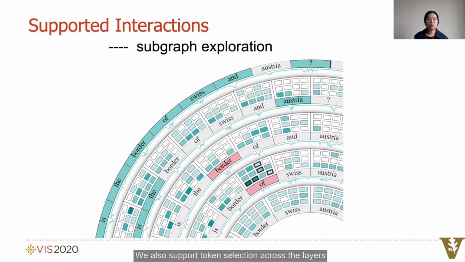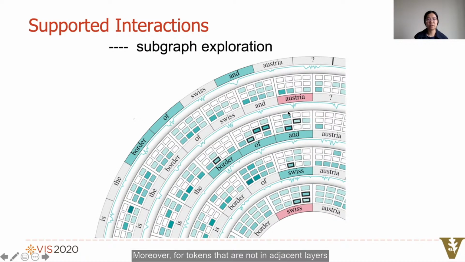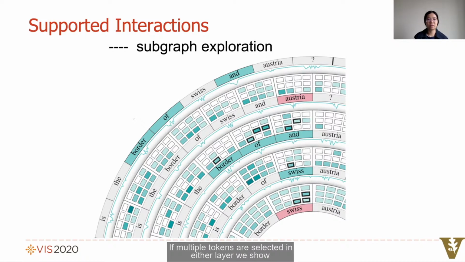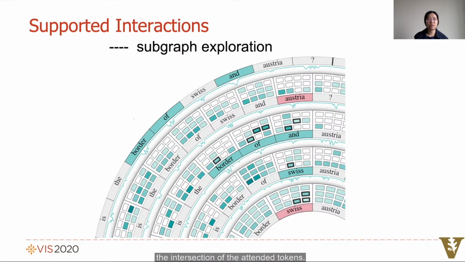We also support token selection across the layers, highlighting the set of heads through which the attention flows. Moreover, for tokens that are not in adjacent layers, we highlight intermediate tokens and their attention head on the path between the selected tokens. If multiple tokens are selected in either layer, we show the intersection of the attended tokens.